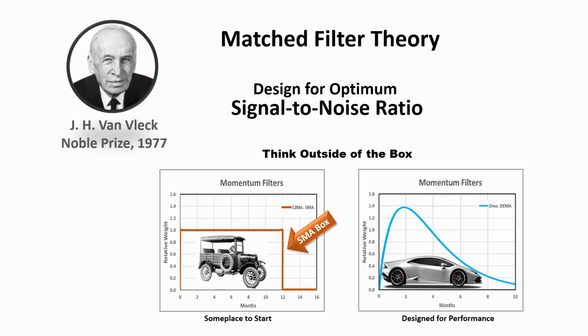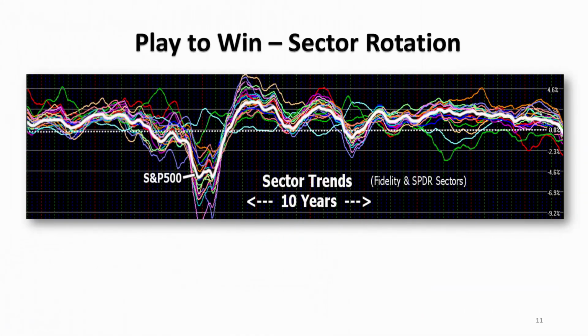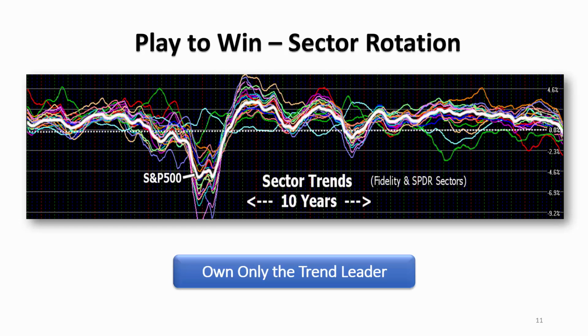With all of that in mind, how do you play to win? It's called sector rotation. This is a plot of sector trends over a 10-year period with the S&P 500 plotted in white. You might note it is always in the middle. By definition, at any given time, about half of the sectors will beat the S&P 500 and the other half will be sucking dust. If you want to play to win, then you must own only the trend leader.